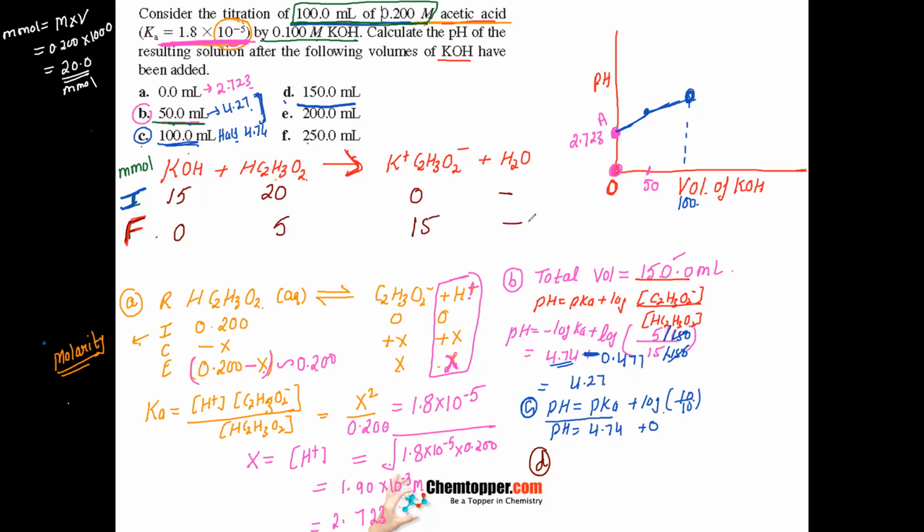Is this still a buffer? Can I say still a buffer? Because there is a weak acid with its conjugate. Still a buffer, right? Okay, good. Use Henderson. pH equals pKa plus log. Now how much is the conjugate base? 15. And the acid? 5. pKa is still the same, 4.74, plus. Now this value is greater than 1. You'll get a positive answer. So pH will be more than pKa. These things we did earlier.